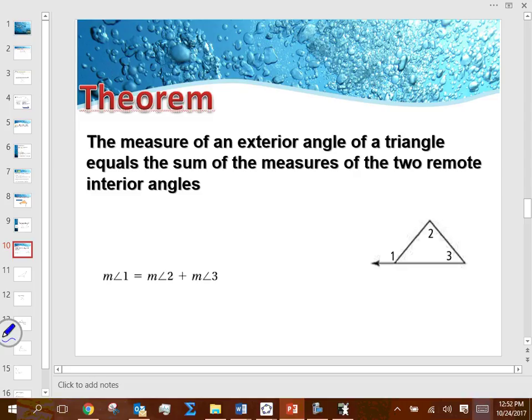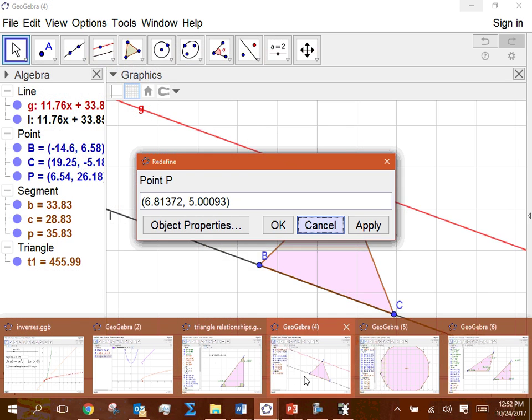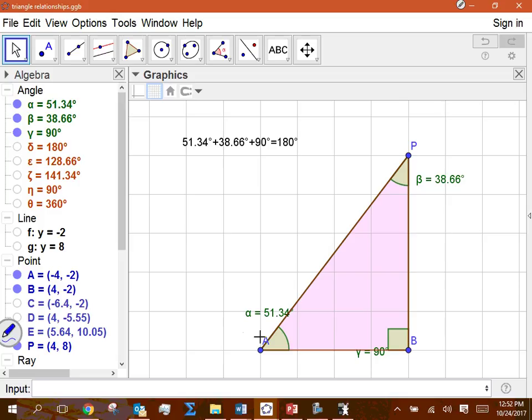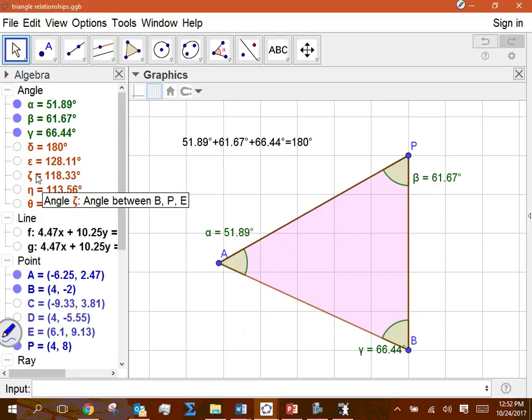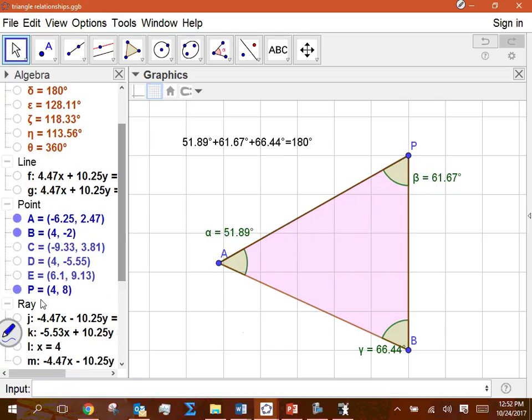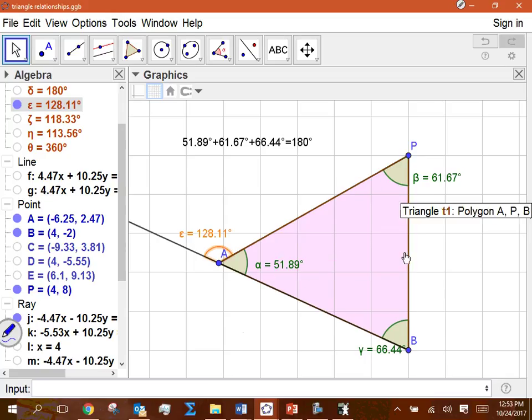Okay? If we look at GeoGebra real quick, see where I had it. Is this one? If I put in an exterior angle, so I need to attach a ray, my exterior angle ends up being this angle right here, and it ends up being that one, 128.11. Come over here, these two are the remote from that. 61.67 and 66.44 adds up to 128. Does that make sense? Okay.